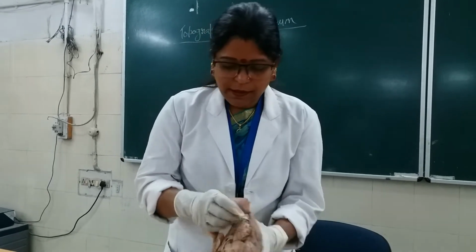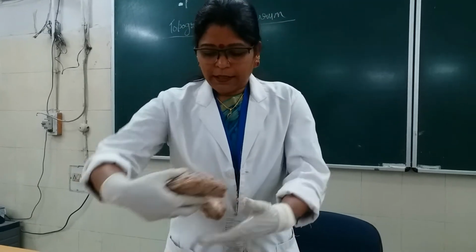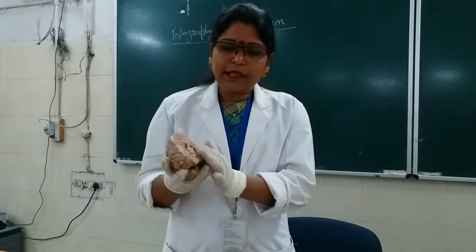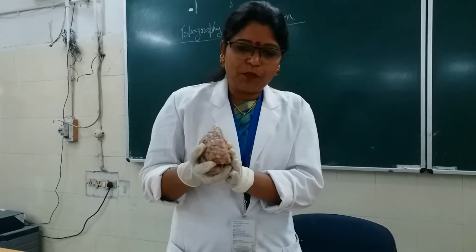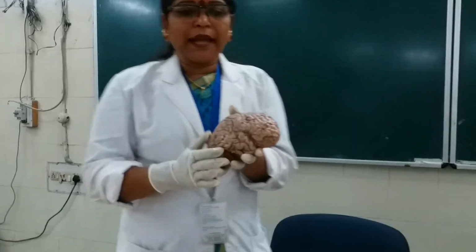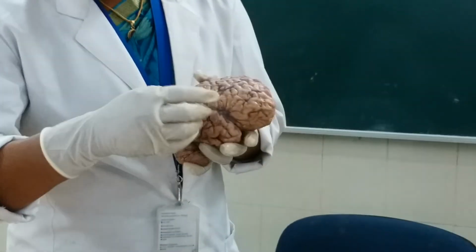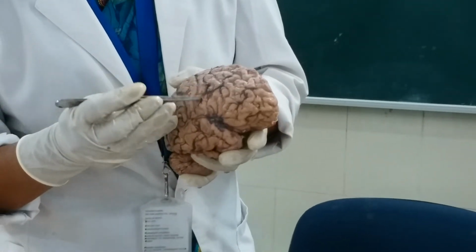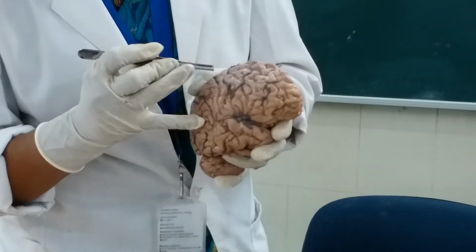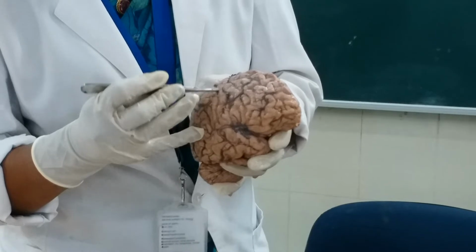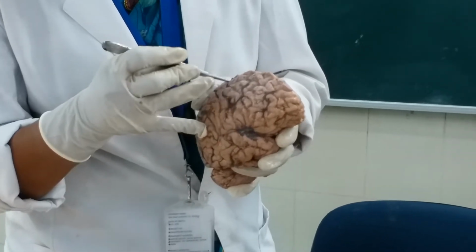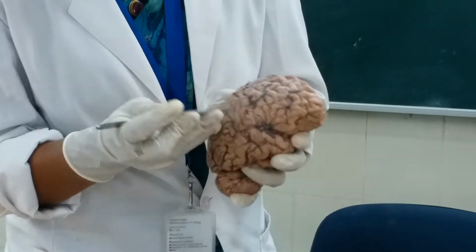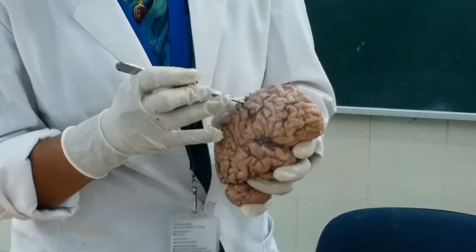So, now, here is the section of the cerebral hemisphere. This is the right cerebral hemisphere. You can see here the sulci. This is the sulcus and these are the gyri. The convoluted portions here are the gyri, and the deeper part, the groove-like structure, is the sulcus.